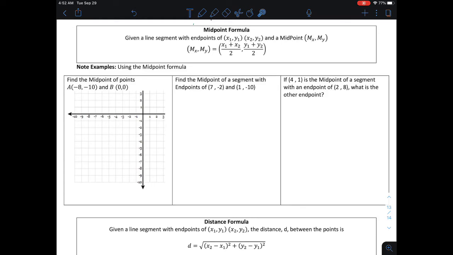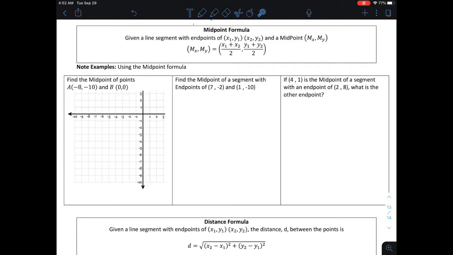In this video, we're going to talk about the midpoint formula. I can find the midpoint of a line segment given on the coordinate plane. If I have two endpoints, x1, y1 and x2, y2, of a line segment, the midpoint of that line segment is going to be the average of my x values and the average of my y values. So the middle number of my x's and the middle number of my y's.